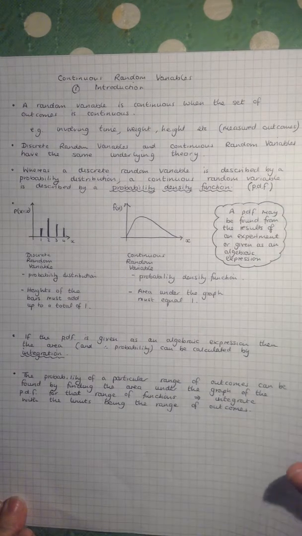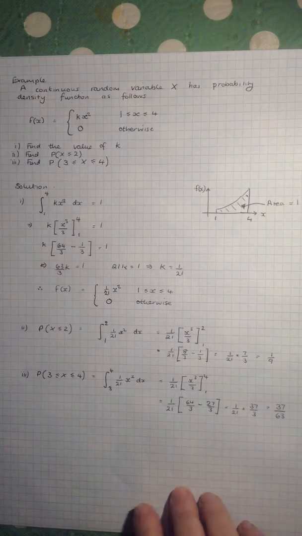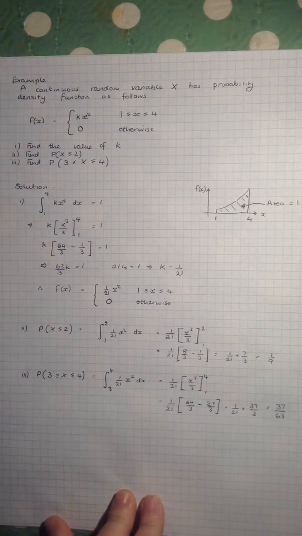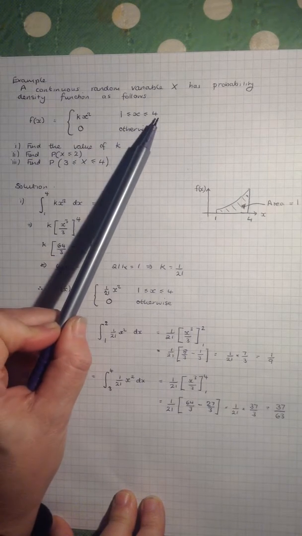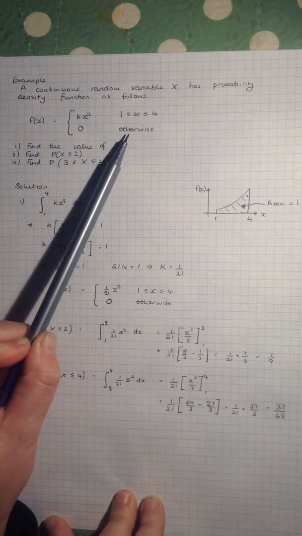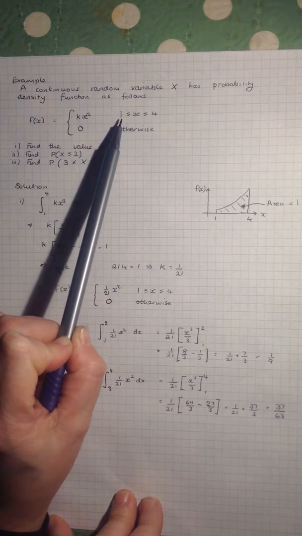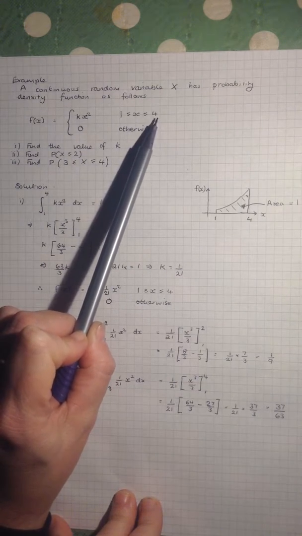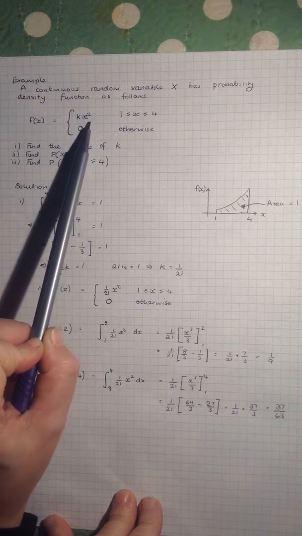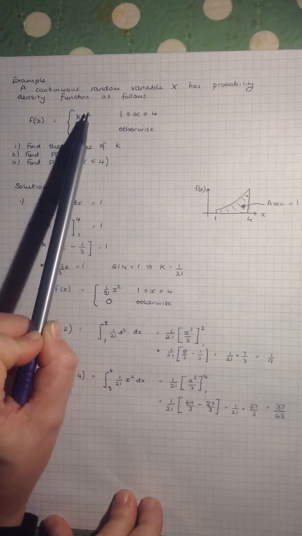As an example, we have the following continuous random variable. It has a probability density function, f of x, little f for probability density functions, defined by kx squared for x being between 1 and 4, and it's 0 otherwise. So our probability density function goes between 1 and 4 and follows the algebraic expression kx squared.